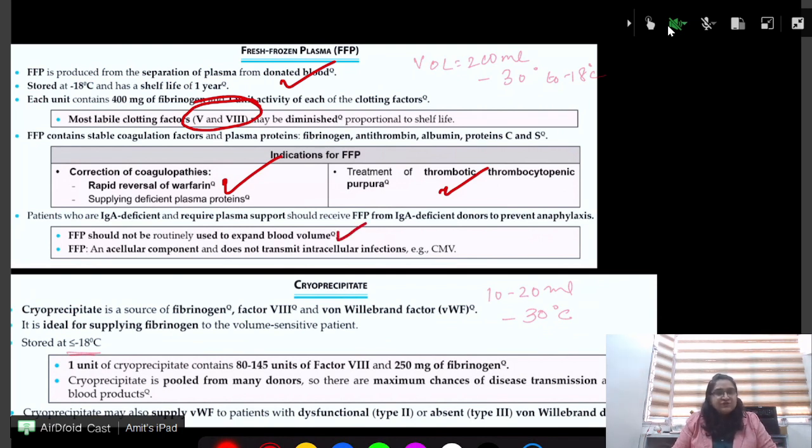FFP should not be used to expand blood volume, and since FFP is an acellular component, it does not transmit intracellular infections like CMV. Now cryoprecipitate, normally it is 10 to 20 ml stored at minus 30 degrees C. Cryoprecipitate is a rich source of factor 1, 8 and von Willebrand factor and not of 9. A unit of cryoprecipitate will be provided for either prophylaxis or treatment of these disorders. So please remember this.